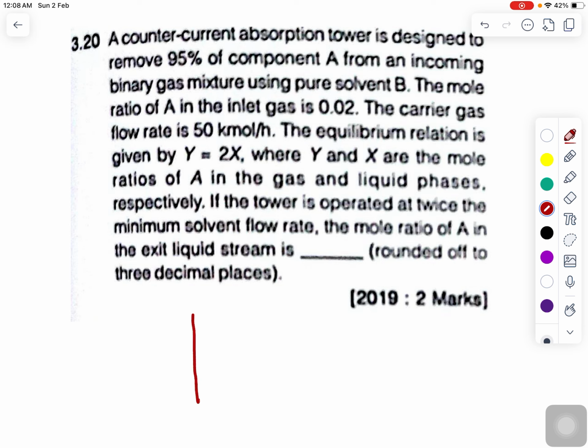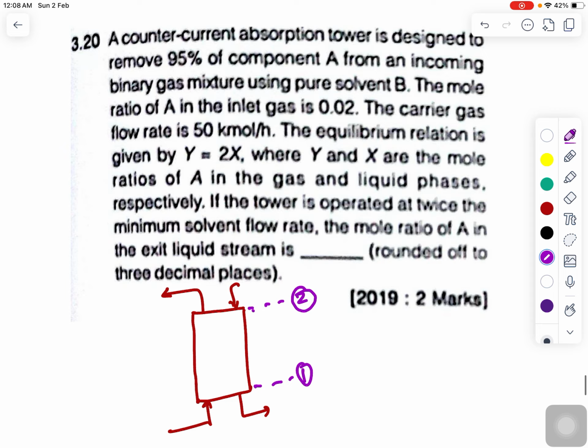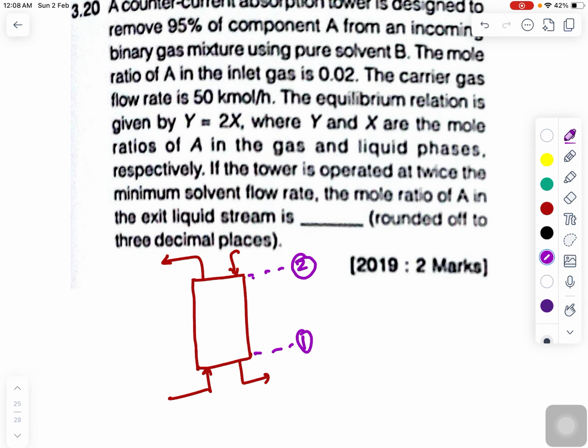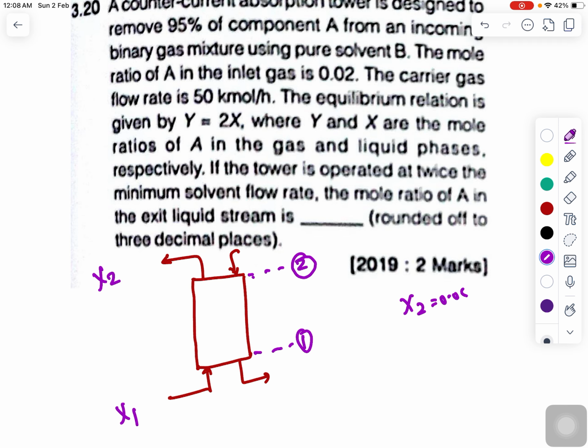So there is a counter current absorption tower. Most of the time you will see the question is coming from counter current. In counter current, gas will be flowing in from here, the gas is going to exit from here, liquid is coming in here and liquid is exiting here. If I am assuming this one is my point 2 and this one is my point 1, remove 95% of the component. So recovery is 95%. So if this one is x1 and this one is x2, then x2 will be equal to 0.05 x1. That's it. This is the sentence that has been written in the first line.